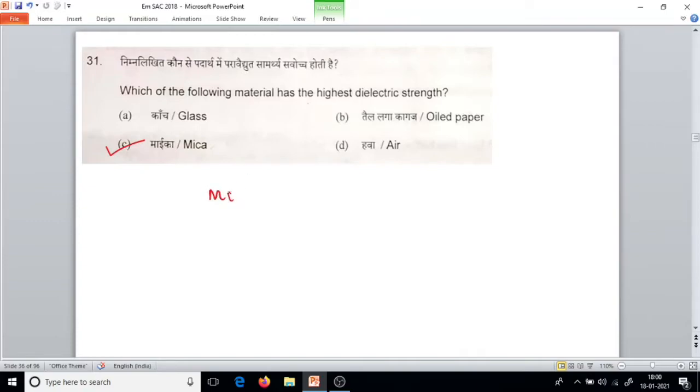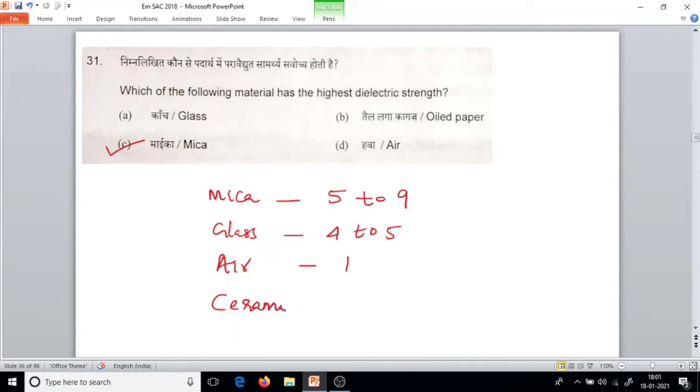If you write in terms of value, mica has a dielectric strength of 5 to 9, glass has a dielectric strength of 4 to 5, and air is 1. And one more material you have to remember, that is ceramic. Ceramic has a higher value, that is 81. So ceramic is 81 dielectric strength.